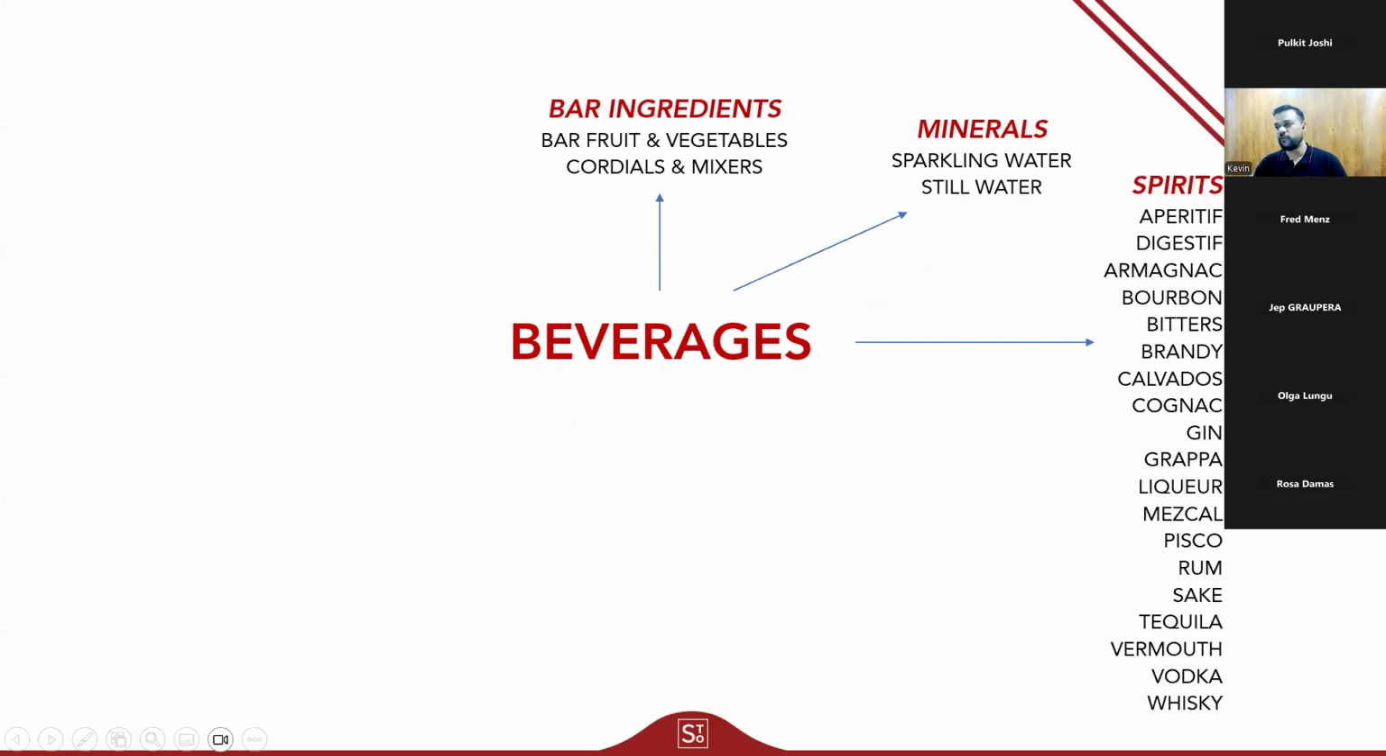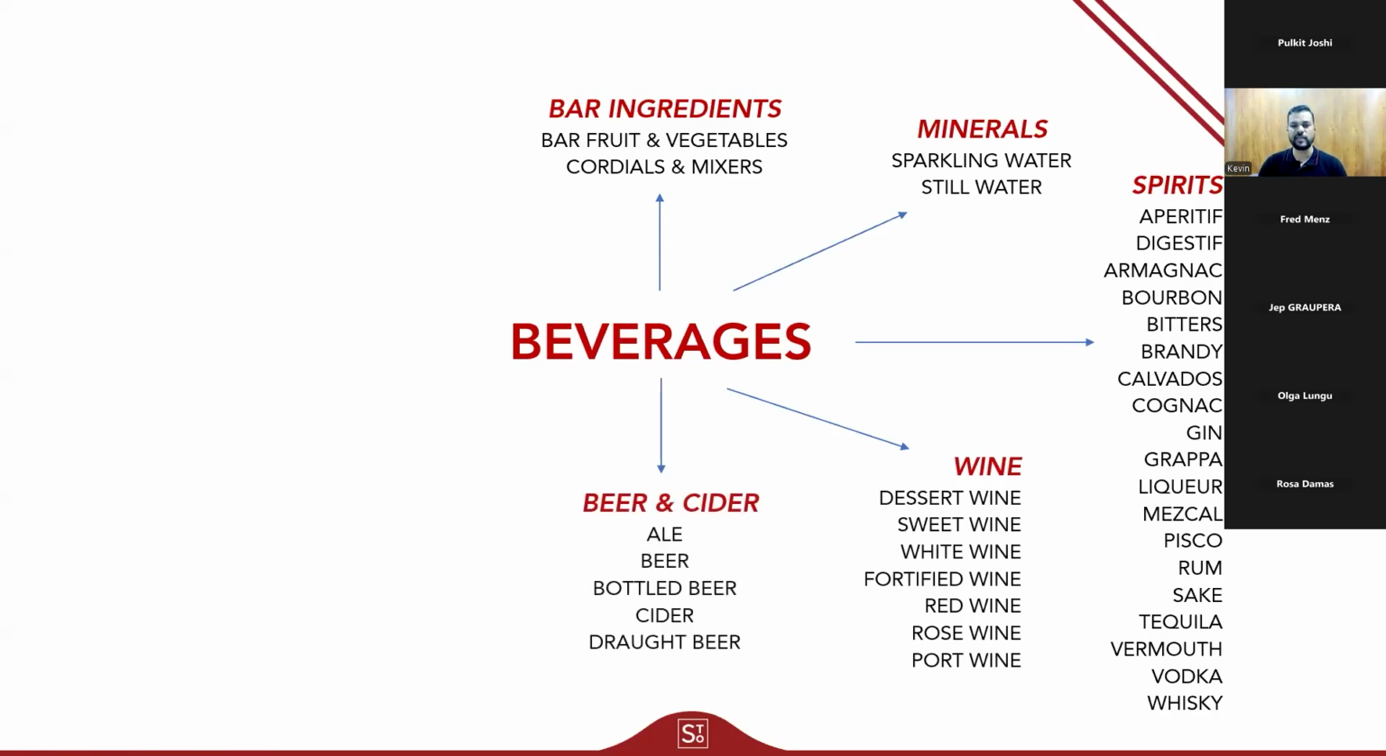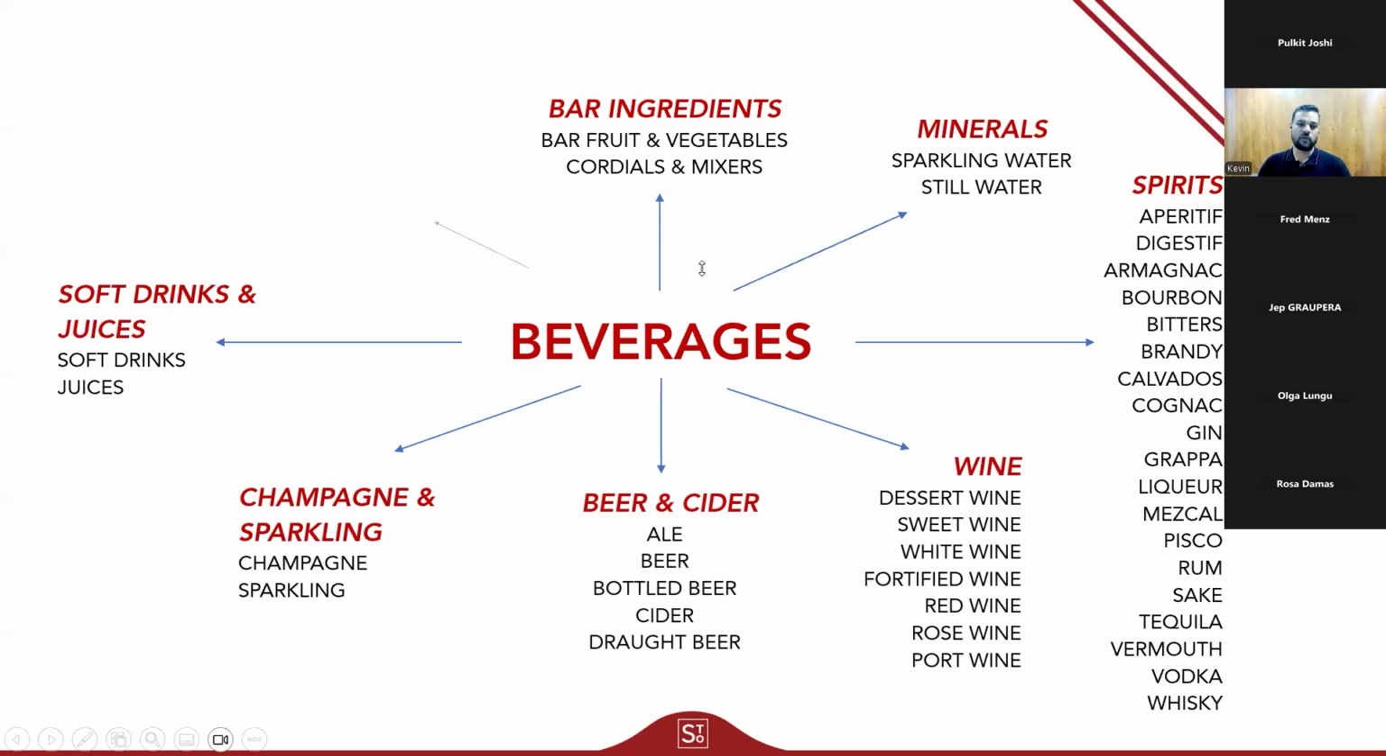Then coming to spirits. Under spirits, we can define a lot. You could break it down even further. You could do vodka, gin, and then as subcategories, put all the gins under gin and all the vodkas under vodka. And once we need results, it will give you very specifically what you're looking for when you want to group things. We have wines, beer and cider, champagne and sparkling, soft drinks and juices, and hot beverages. Again, all of this is customizable to the client's specification.